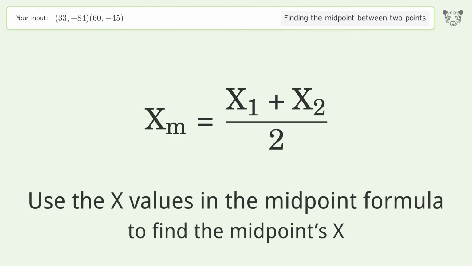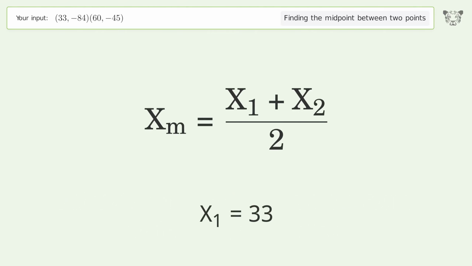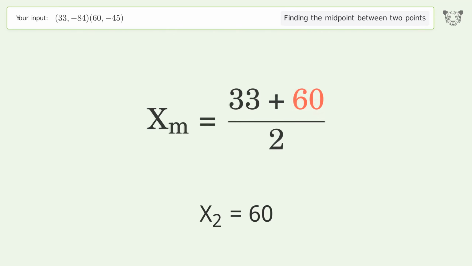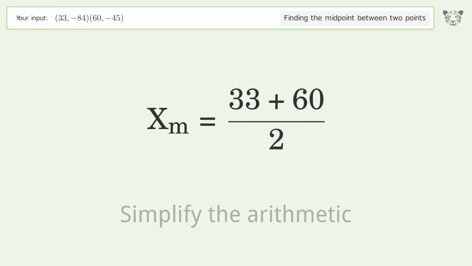Use the x values in the midpoint formula to find the midpoint's x. x1 equals 33. x2 equals 60. Simplify the arithmetic.